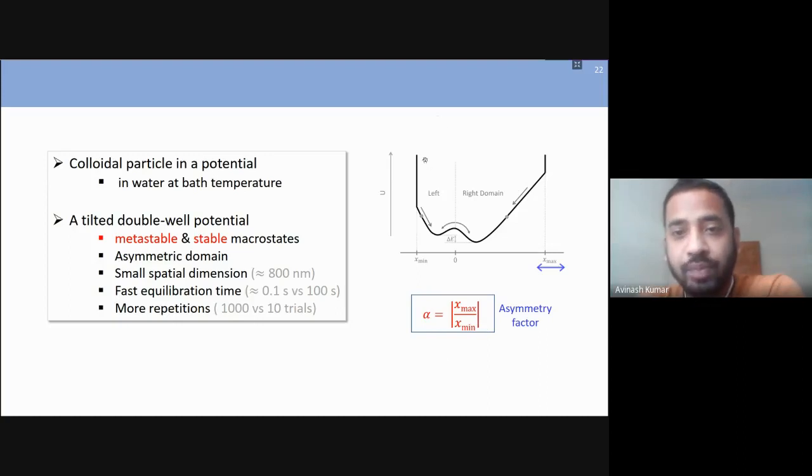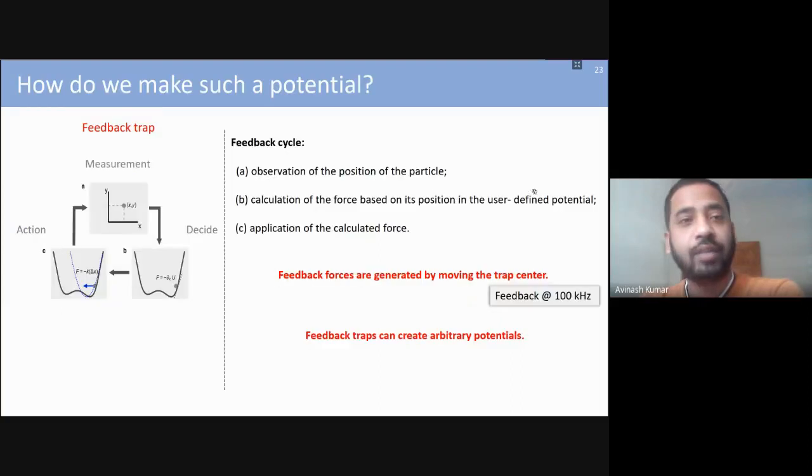But for now, since we want a potential like this, people who do optical tweezers or people who manipulate potentials would know that these kinds of things are really tricky to generate with optical tweezers. So for this, we had to develop a special kind of technique to create such potentials. And the technique that we used is a feedback trap.